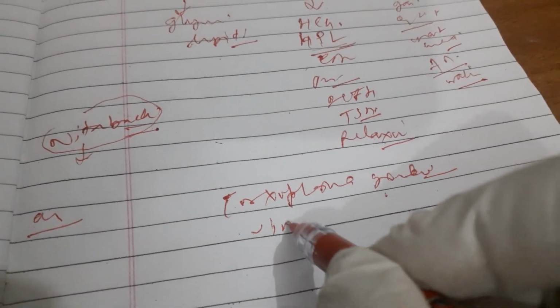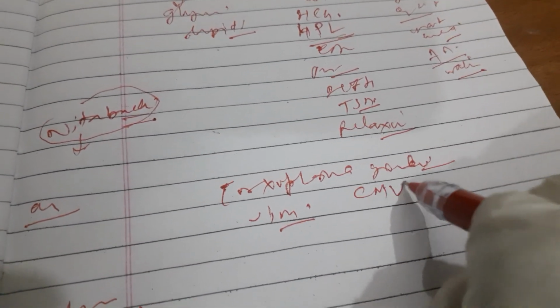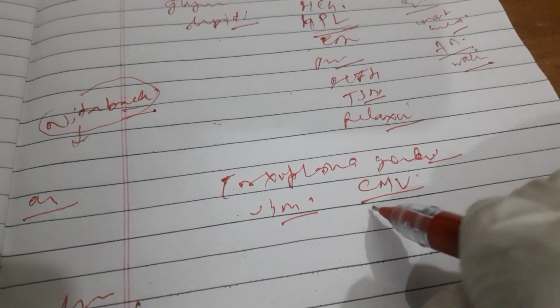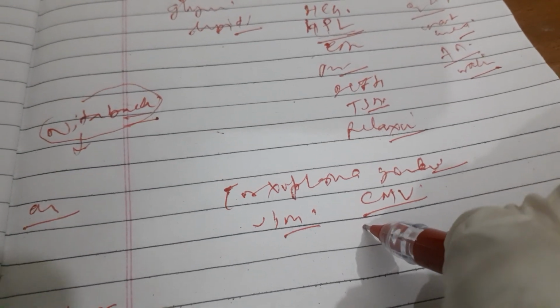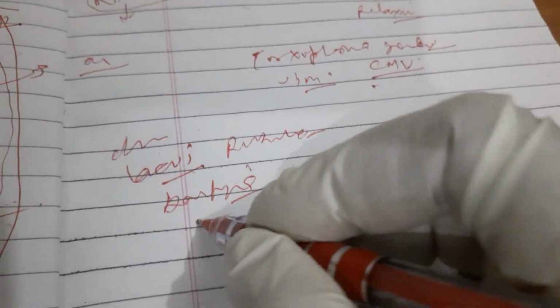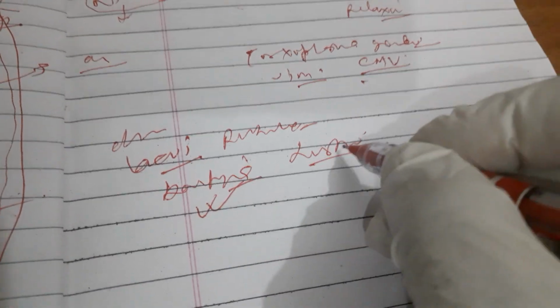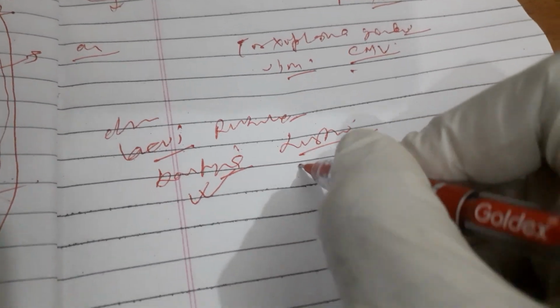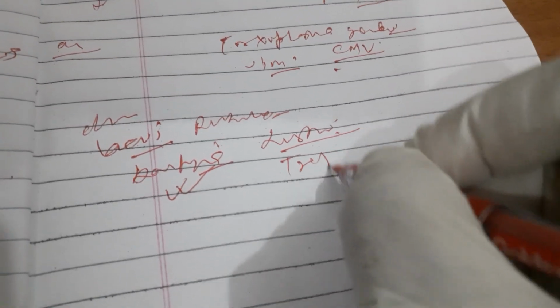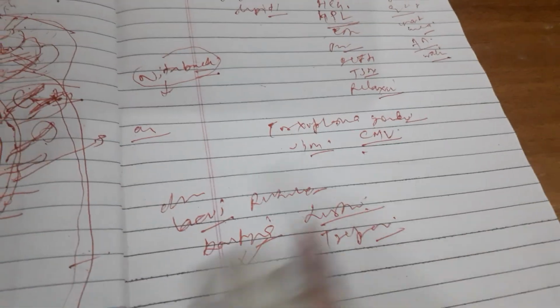Among viruses, cytomegalovirus and rubella can cross. And among bacteria, no bacteria can cross except Listeria monocytogenes and Treponema pallidum. These they can cross.